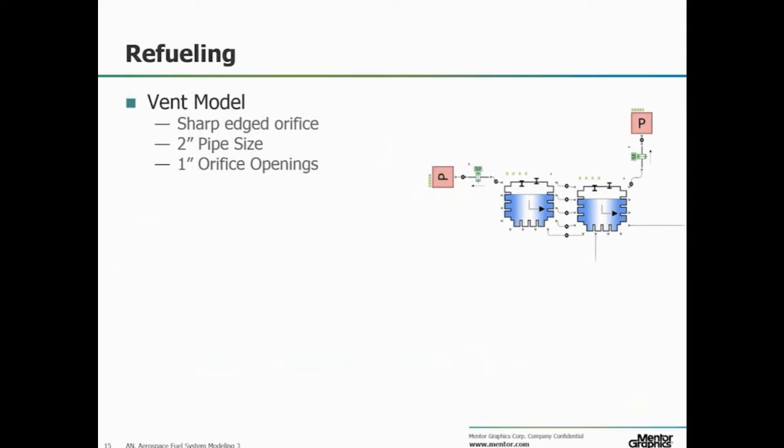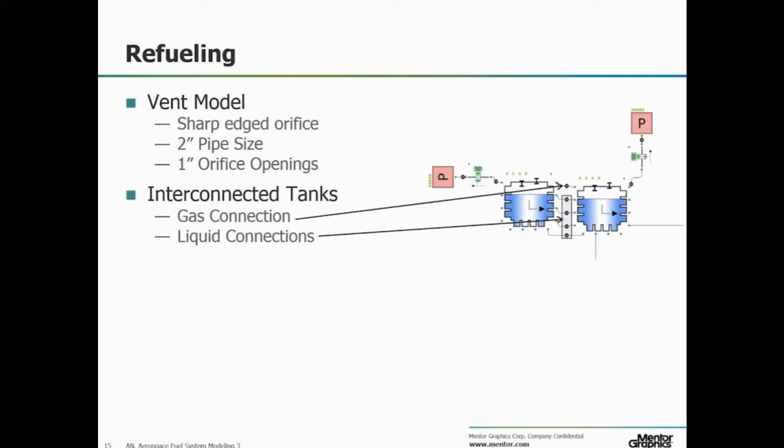In this case study, the first scenario we will explore is that of ground refueling. We will start with our simplified vent system and model it as a group of single sharp-edged orifice plates that represent the total vent restriction in each flow path. One orifice is attached to one side of each tank cell. The orifices each assume a 2-inch pipe size and a 1-inch orifice restriction.